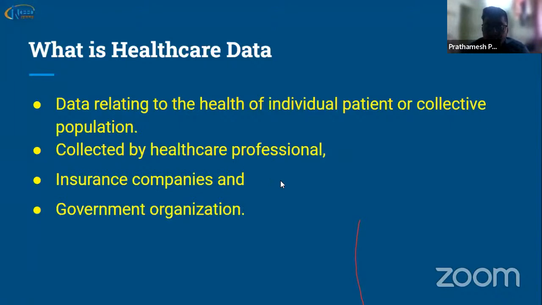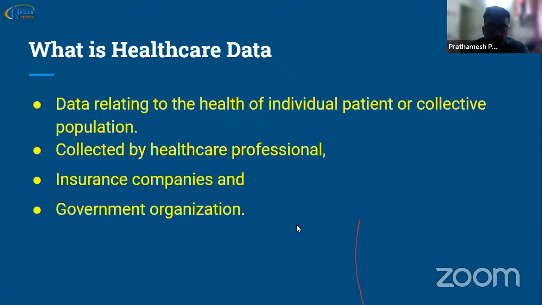Yes, this particular patient has had this kind of treatment for this period of time. So yes, his insurance is approved, and after that they approve their insurance. So the insurance company is one of the major parts of the healthcare industry. Then government organization. So now you may think, why government organization?